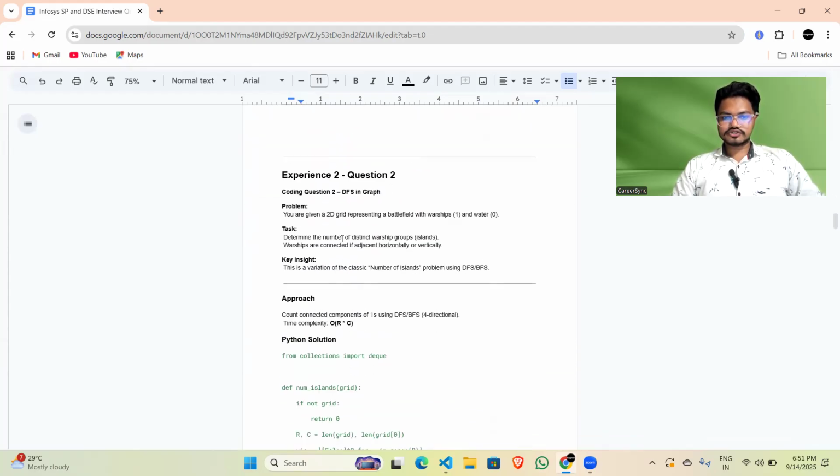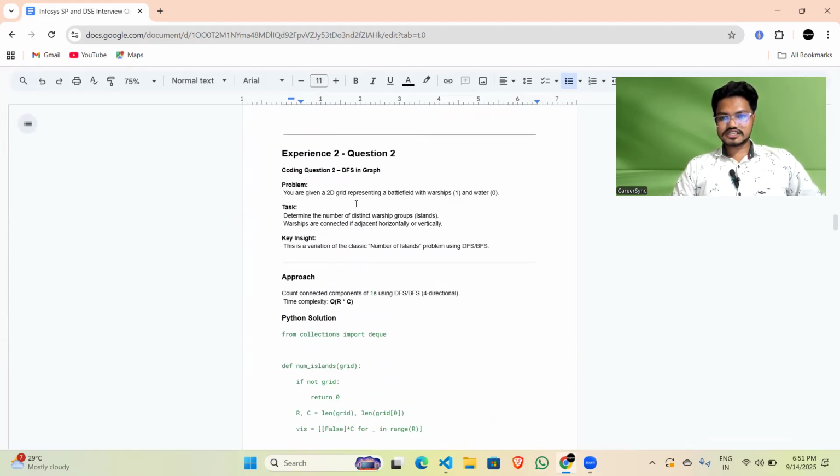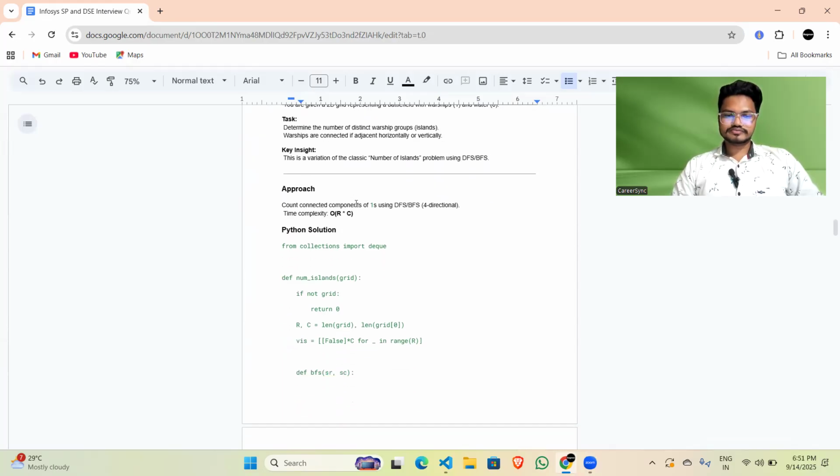And here is question two, which is from graphs. Let me tell you what you have to focus on most: dynamic programming, graph, bit manipulation, backtracking, and tree. These are the five very important topics. If you are able to solve one question out of two, then 110% you will get the SP role. And if you are able to solve half of the questions, then you will be offered the DSE role.